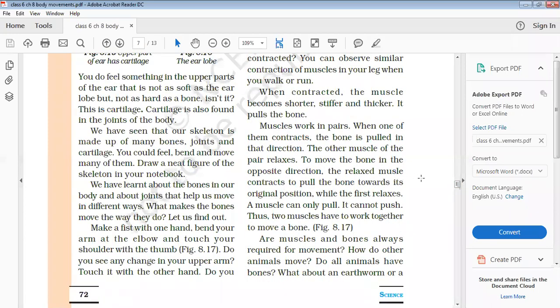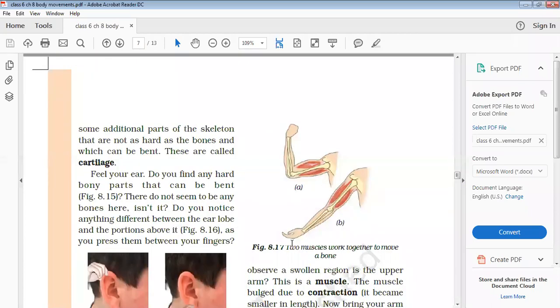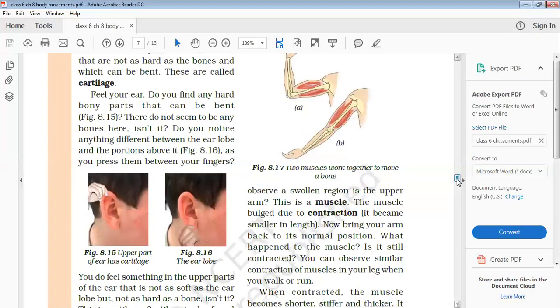Now, contraction and expansion of muscles: the muscles of your arms work together in pairs.